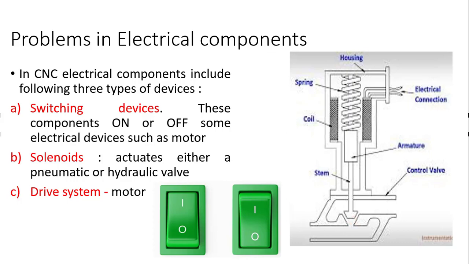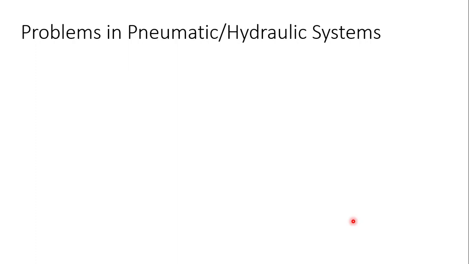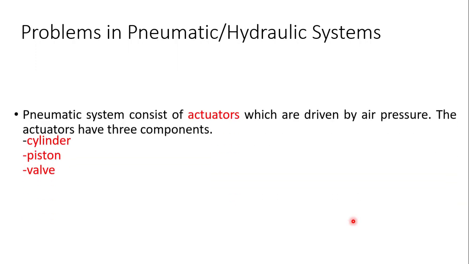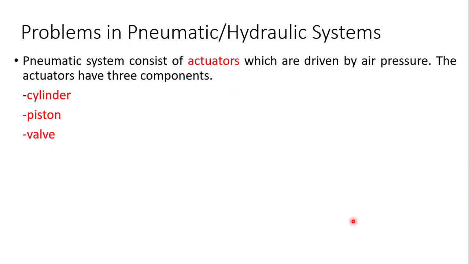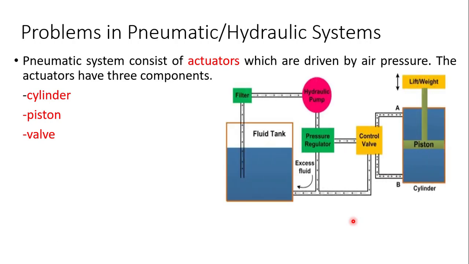It is very common. Next is problems related to pneumatic or hydraulic systems. The pneumatic system means related to air, hydraulic system related to fluid or oil. So I would take it as a fluid system which contains both pneumatic as well as hydraulic. So in a pneumatic or fluid system, that contains the cylinder, piston and valve. Clear? So what is this? This is the basic system for the hydraulic and pneumatic system.